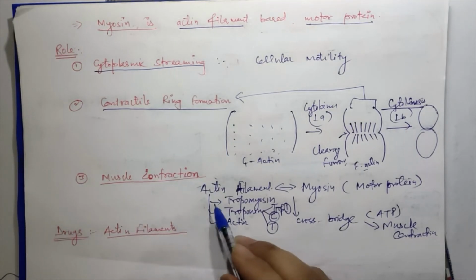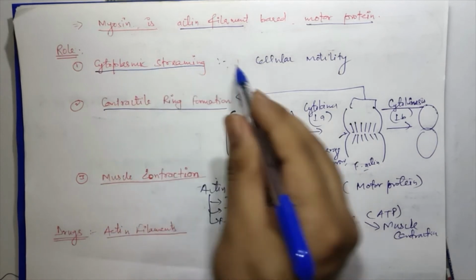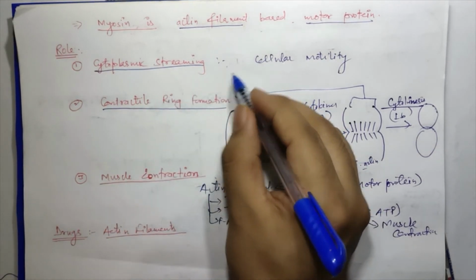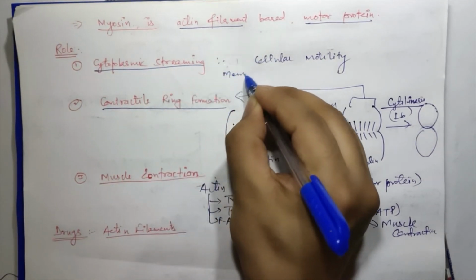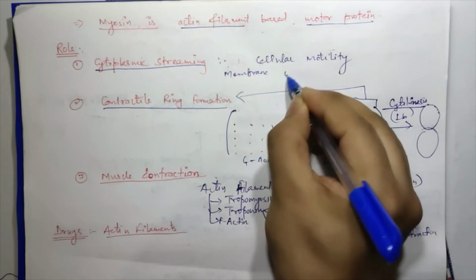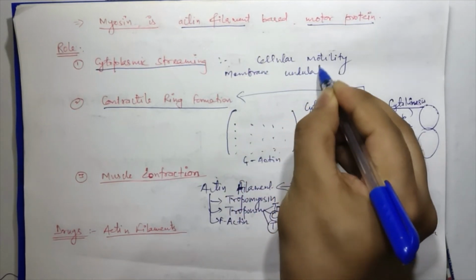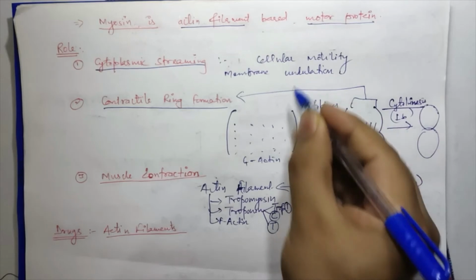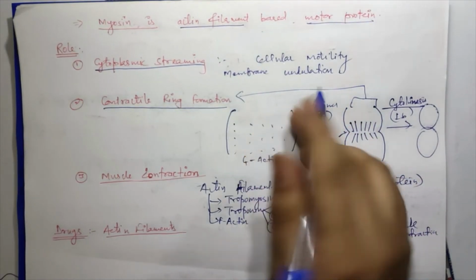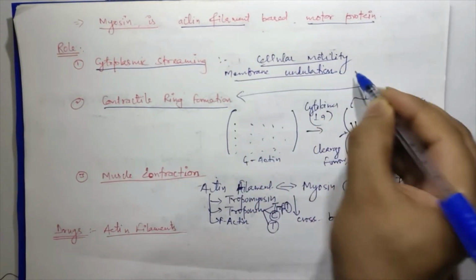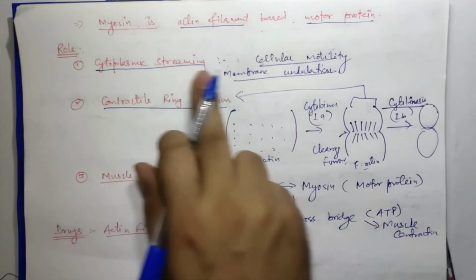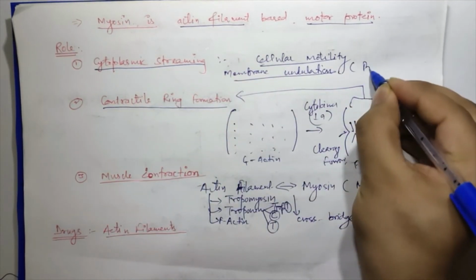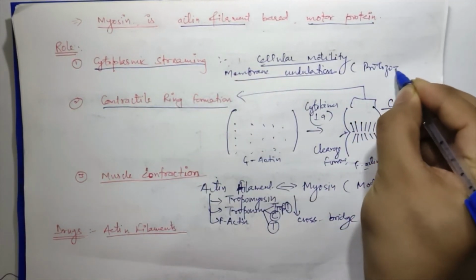And these microfilaments are also involved with another property that is called membrane undulations, which are more common in certain protozoans. And it is also a type of cytoplasmic streaming, and it is found in protozoans.